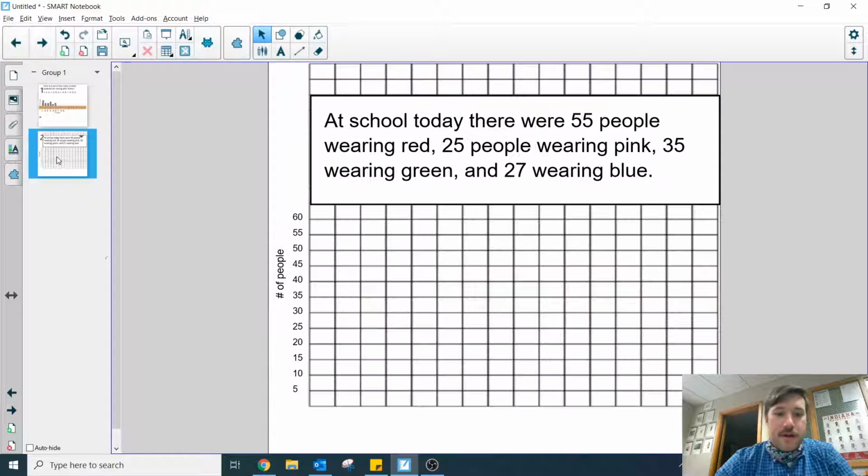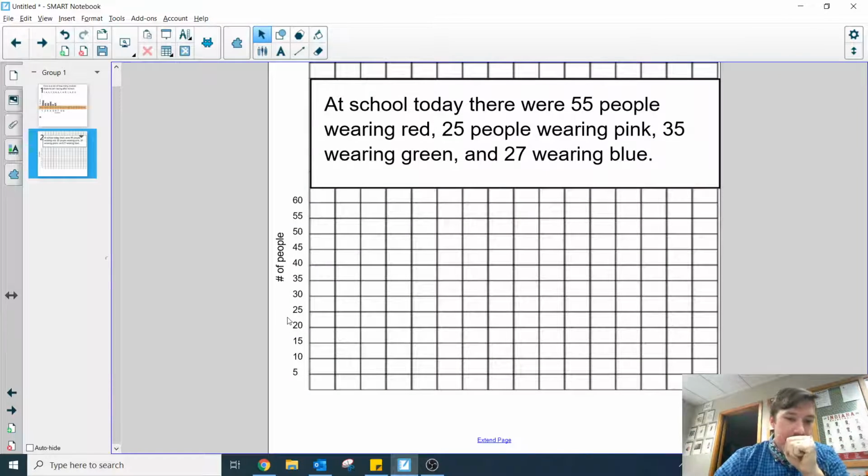So now I want to talk about bar graphs. So bar graphs, you'll notice here that mine are going by 5s. And that's fine. Yours might be going by 1s or 2s or 3s, as long as you can fit what you're going to. So I notice here, when I was reading my question, 55 is my largest number. So my graph is going to have to go at least to 55. If it doesn't go at least to 55, then I'm not going to be able to fit my information on here.